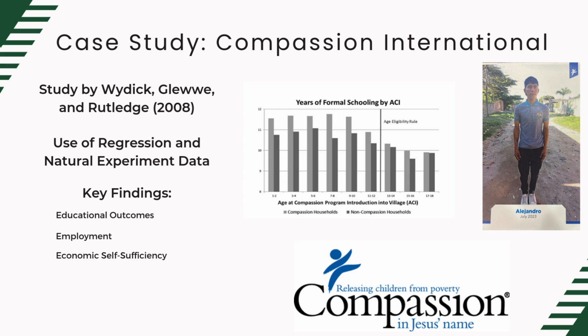So the study was published in a prestigious economics journal at the University of Chicago. It provided evidence of Compassion's effectiveness, but it also guided program improvements and helped create donor communication strategies. This really demonstrates how regression analysis can be a powerful tool for helping nonprofits fulfill their mission more effectively.